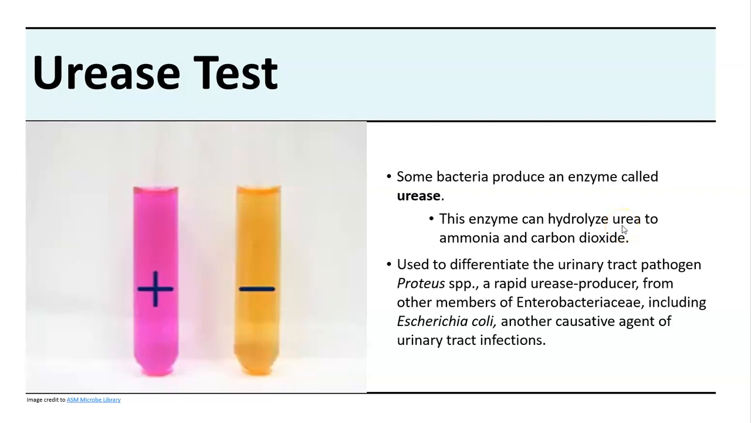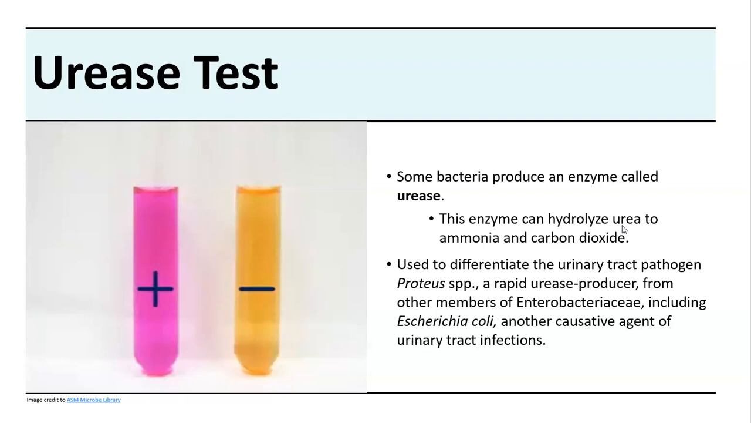The urease test is used to test to see if bacteria have an enzyme called urease, which is an enzyme that is able to hydrolyze urea, or break down urea into ammonia and carbon dioxide. This test specifically is used to differentiate between bacteria that are urinary pathogens.